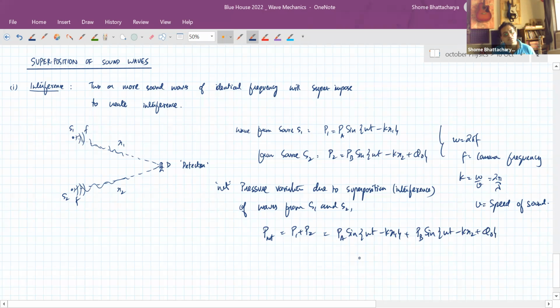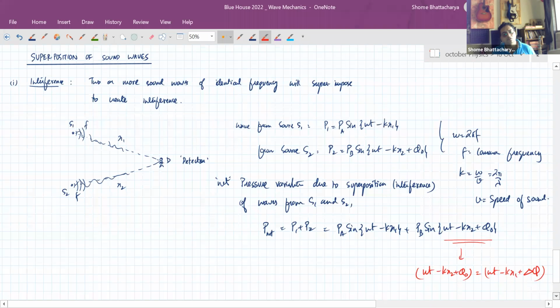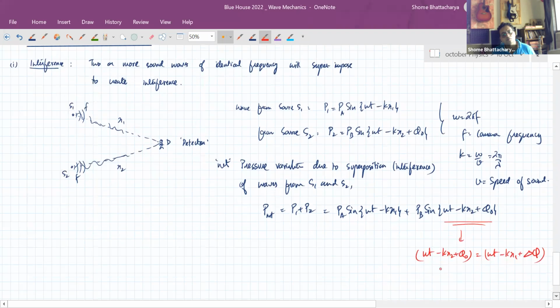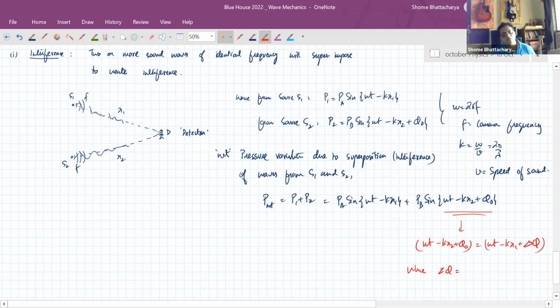So you can say that this term, omega T minus KX2 plus phi naught, can be written as omega T minus KX1 plus some delta phi, where you can see delta phi is basically equal to how much? It is K(X1 minus X2) plus phi naught. Okay, so this is the phase difference.